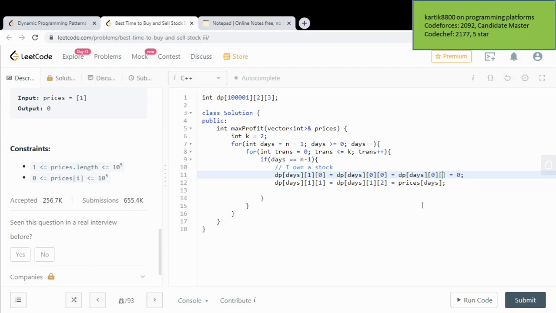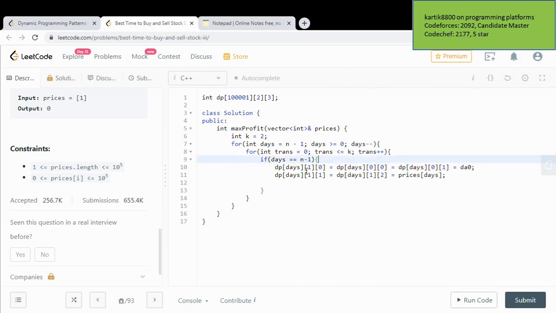So if you don't own a stock, there's no money that you're going to make, because you cannot sell anything, and there's no point of buying a stock on the last day. So this is just what I am trying to represent. These are the base cases. You don't own a stock, you are allowed 0 transactions. You don't own a stock, you are allowed 1 transaction. And finally, you don't own a stock at the last day and you're allowed 2 transactions. All this will be 0.